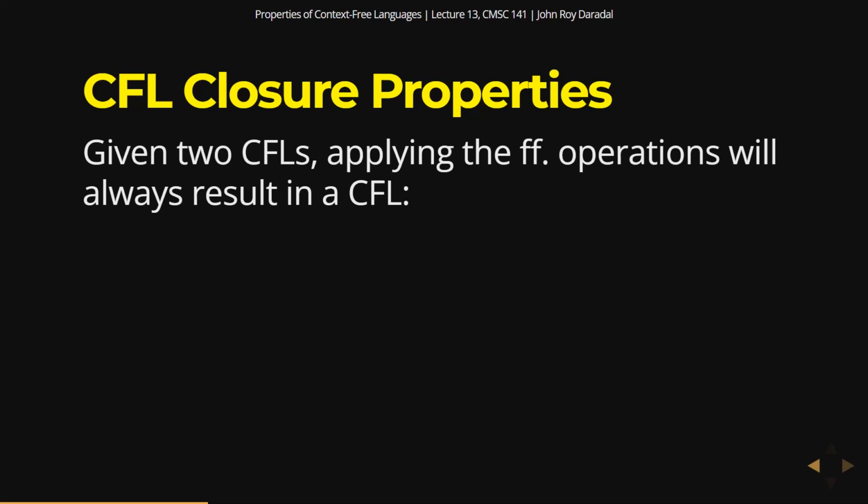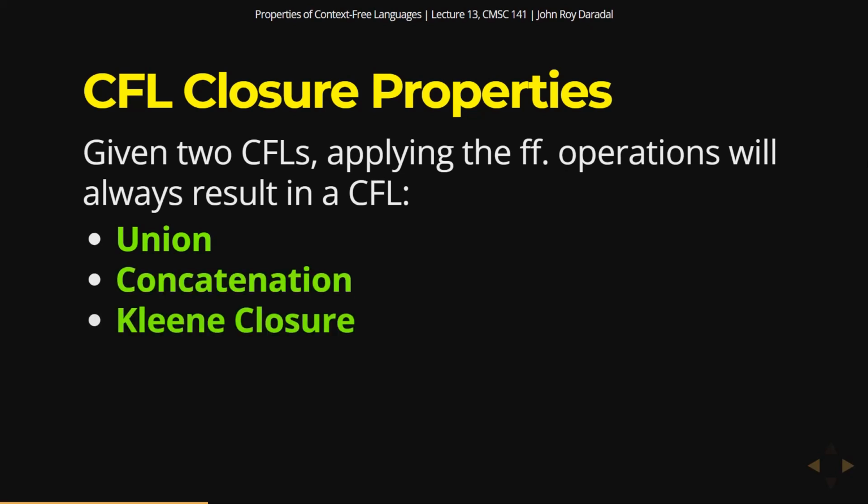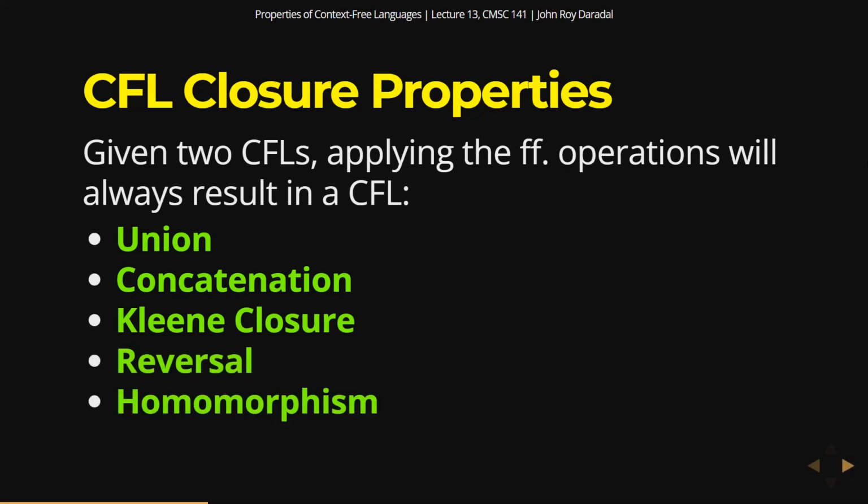So remember that for closure properties, you're given two languages of the same class, and applying the operation will always result in the same language class. So if you're given two context-free languages, applying these operations will always result in a context-free language as well. So what are these operations? We have the union, concatenation, Kleene closure, reversal, and homomorphism. You're familiar with these operations from the closure properties of regular languages as well, right?